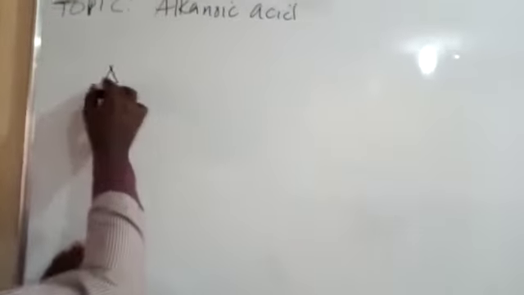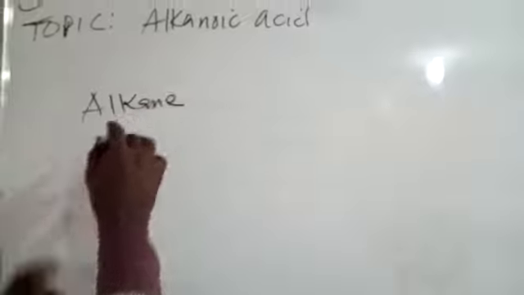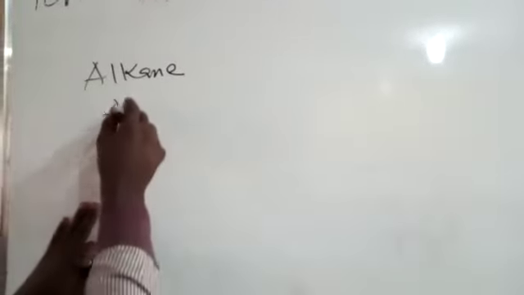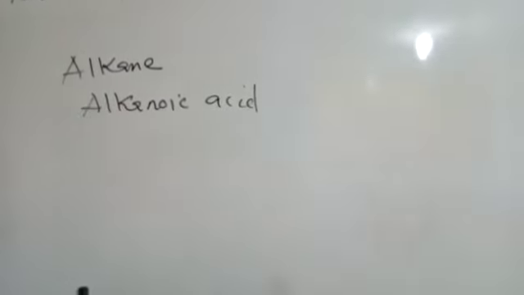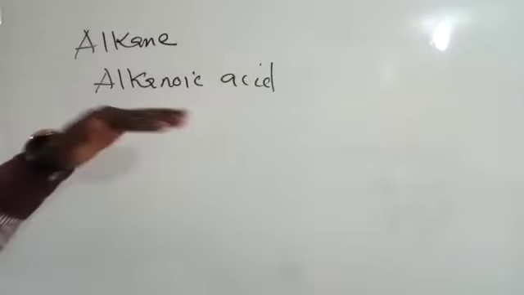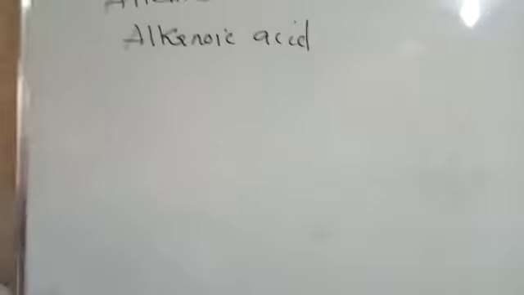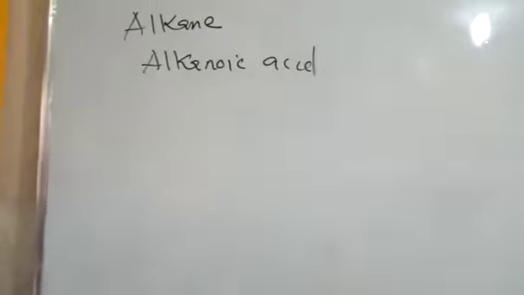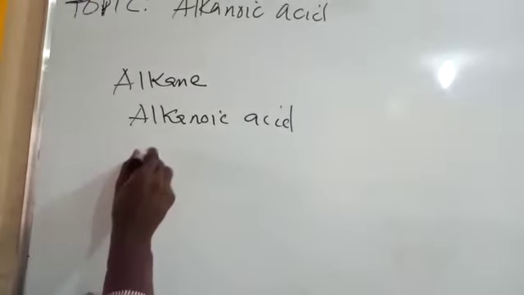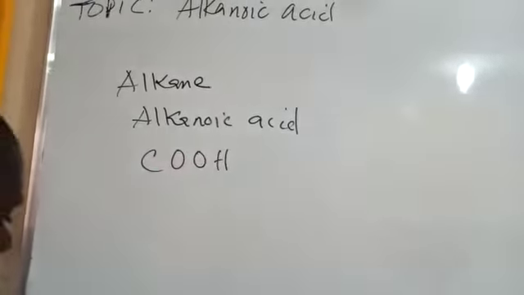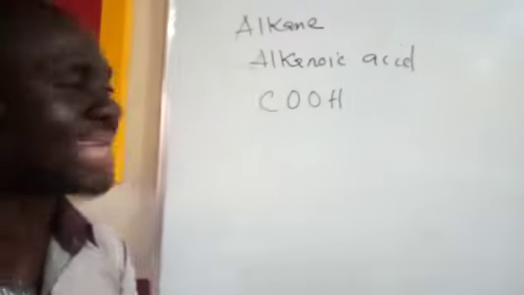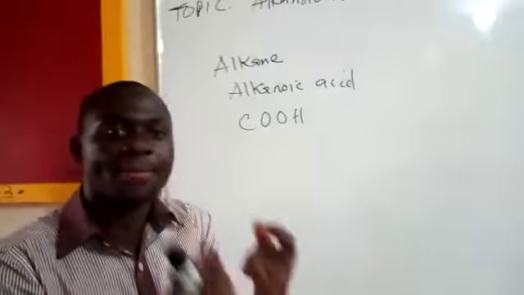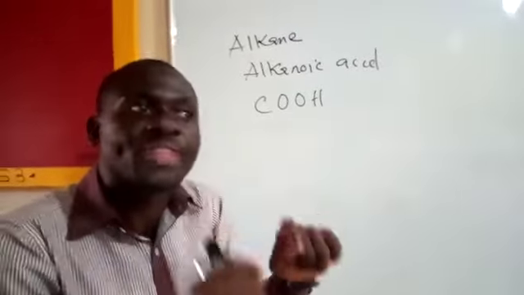Now, we have something like alkane. You know, this is a hydrocarbon that is saturated. They all contain single bonds. Now, from alkane, we have alkanoic acid. This alkanoic acid can also be called carboxylic acid. They can also be called fatty acid. And their functional group is COOH. Remember that a functional group is a component attached to a compound that determines the chemical property of that compound.